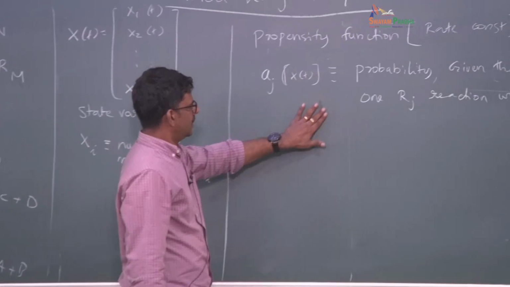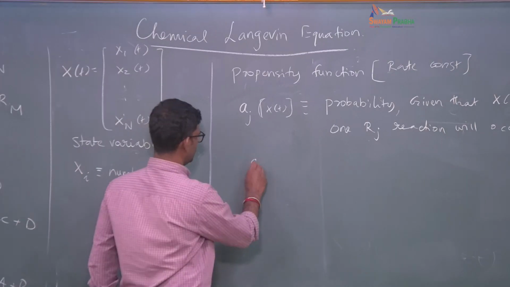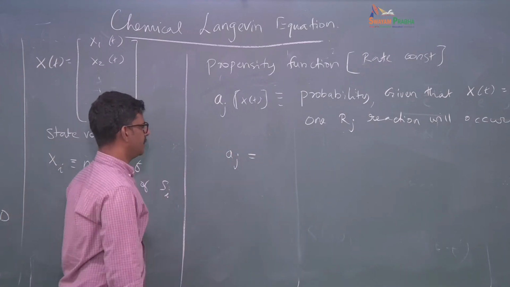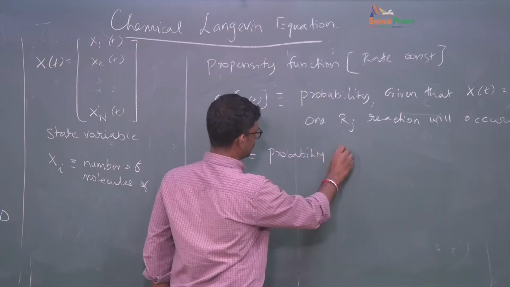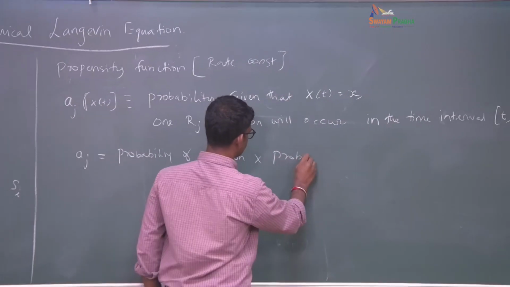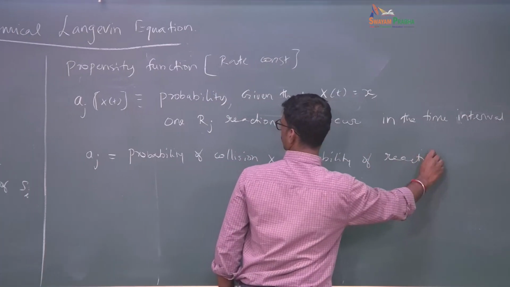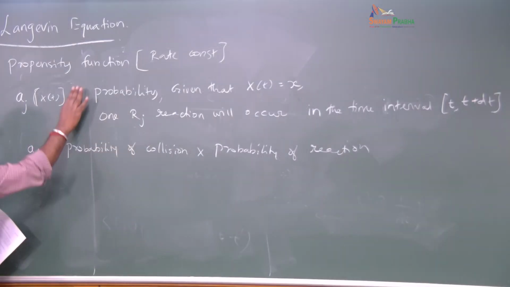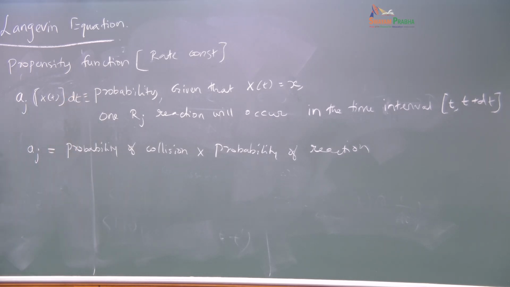Now, one way to think about this aj is that you write something like aj as a probability of two things. So the probability of collision and the probability of reaction. Oh, by the way, this is not correct. This should be multiplied by dt. Yeah. So aj times dt, this is the probability. So only aj means the probability per unit time.